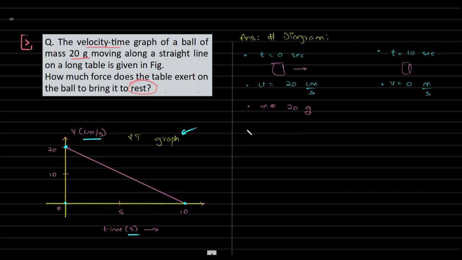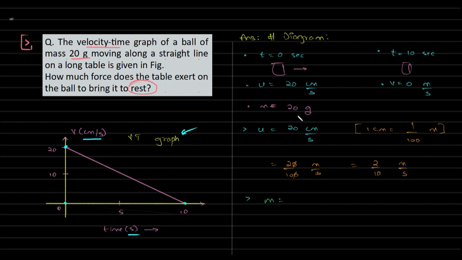Before we calculate anything, we need to convert the units. u is 20 centimeter per second, right? So we have it in centimeter, we have to convert it to meter. 1 centimeter is 1 by 100 meters. This is 20 by 100 meter per second. So this is 0.2 meter per second. Right, that's your initial velocity.